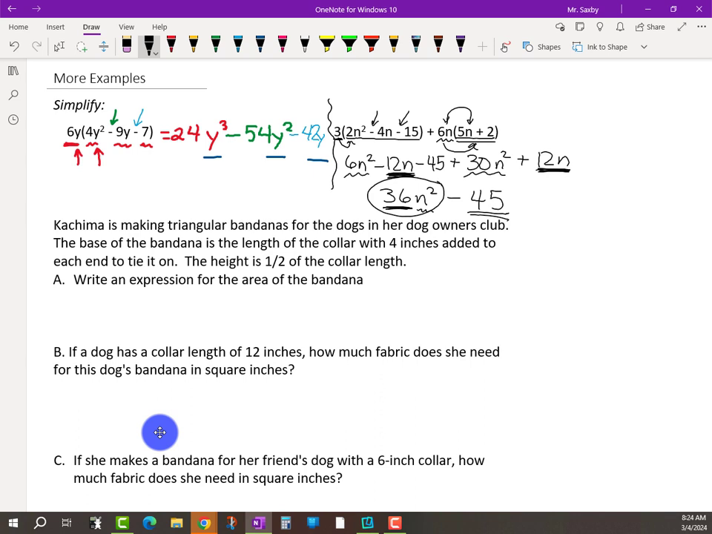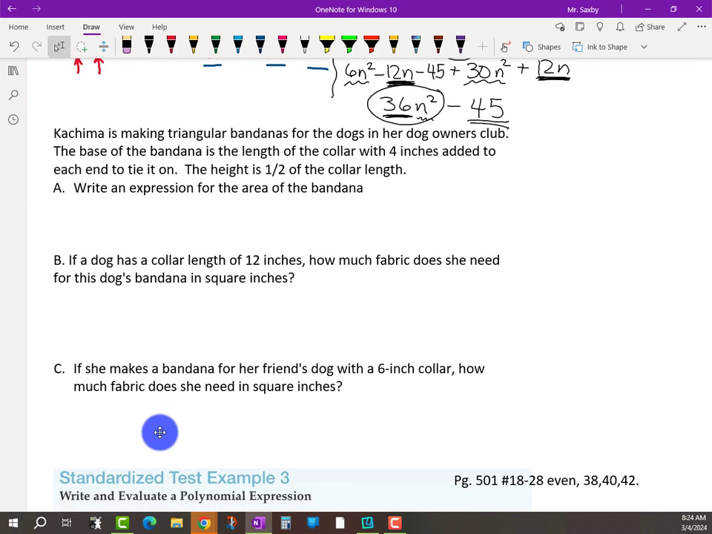This next example is a word problem, but it's still basically multiplying. This person, Kachima, is making triangular bandanas for the dogs in her dog owners club. The base of the bandana is the length of the collar. We don't know how long that is, but we have some length here, with 4 inches added to each end. So we had 4 inches over here and another 4 inches over here. So altogether that thing is x plus 8 inches long, right?